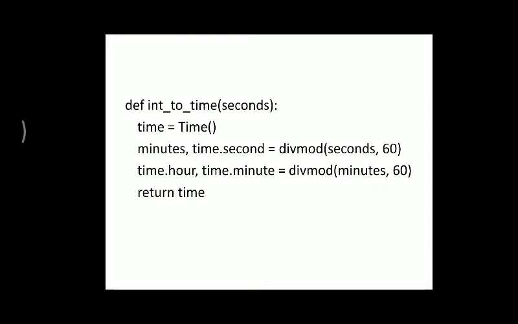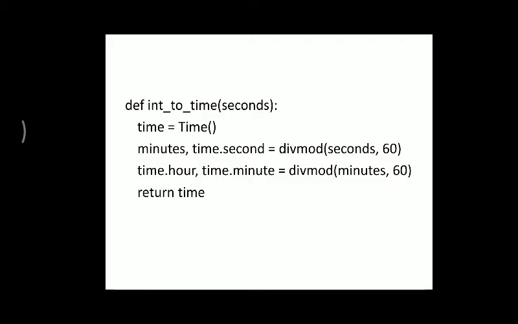So vice versa can also be done. Integer to time. So how do we do that? In this case, the argument passed to this function is seconds. So once again, what we have to do is create an object called time, time.minute equals minutes, comma time.second equals. There is one method we have to use, divmod.